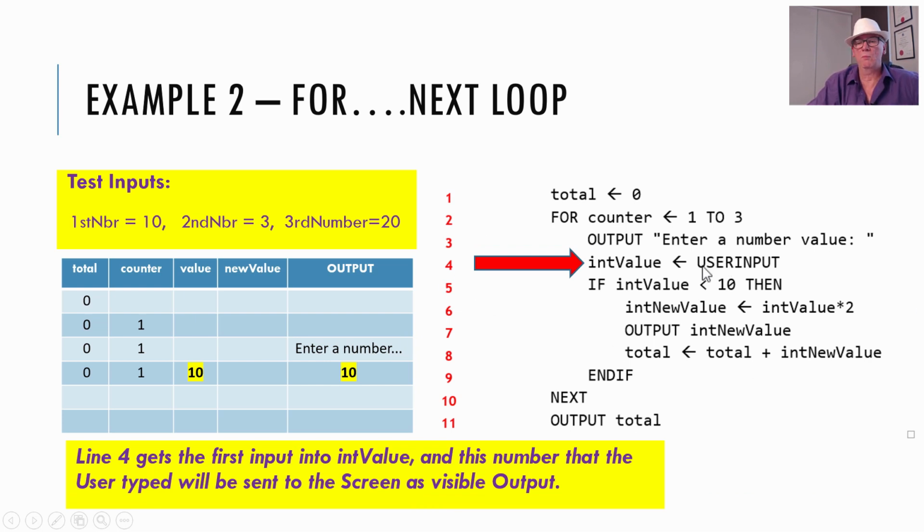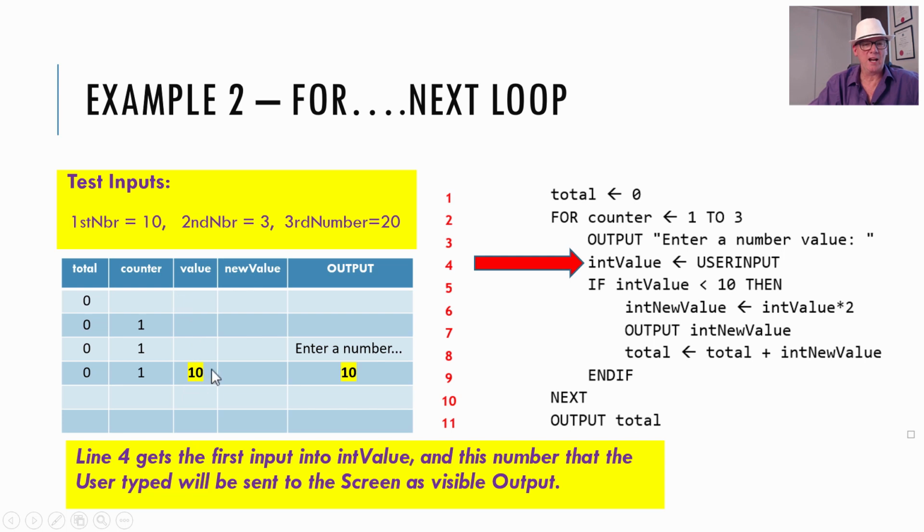All right, so line 4 is our next one. Int value is the user input. So we're going to get the user to put a number in. We're going to wait for them to do that, and that's going to get stored in int value. So for test number 1, the first number needs to be a 10, so the user's going to put in a 10. So we're going to store that in int value.